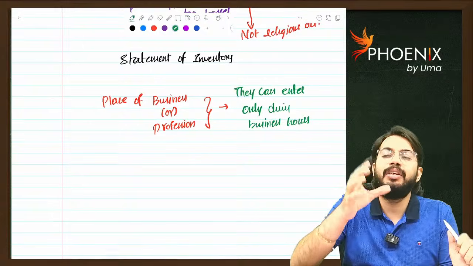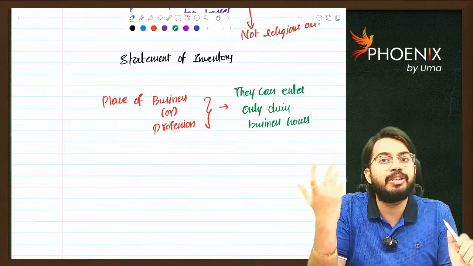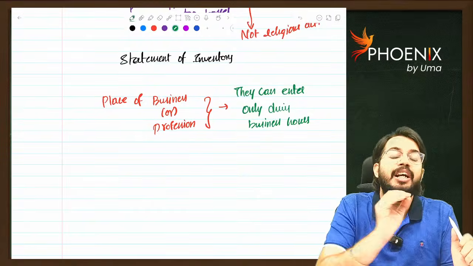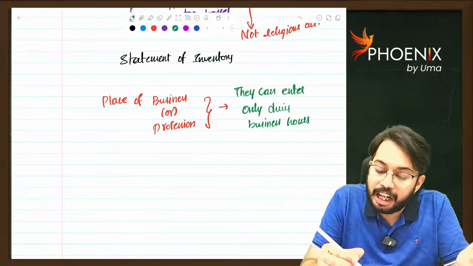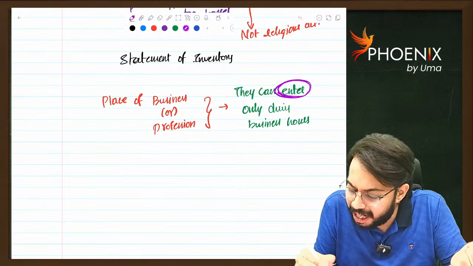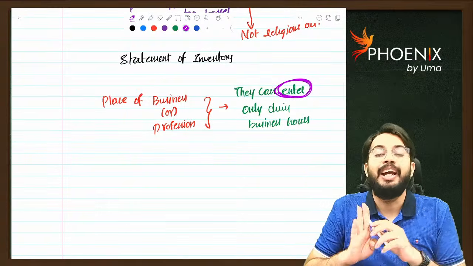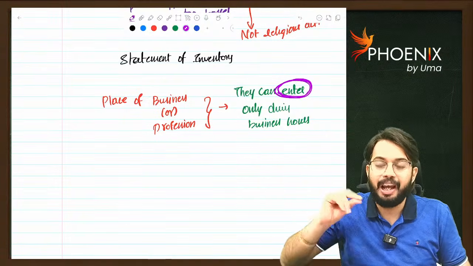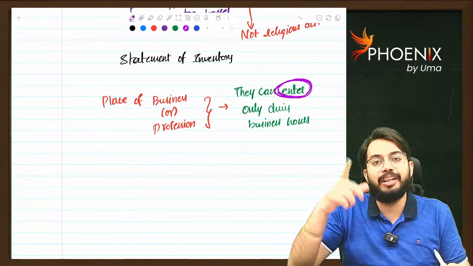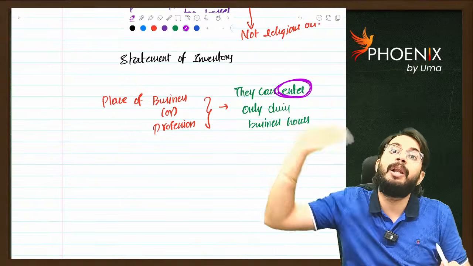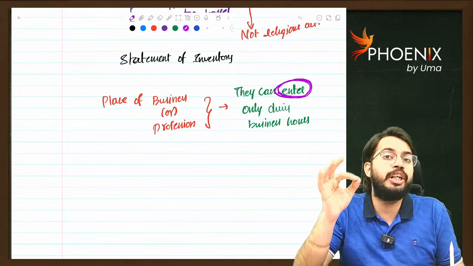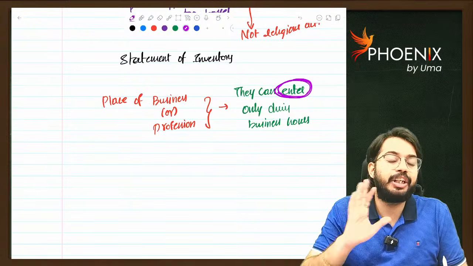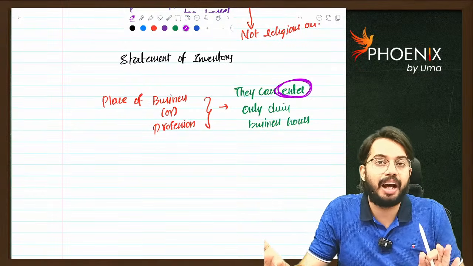So, whenever the place is open for business or profession, only during business hours, they can enter and do the survey. Very, very important. Restriction is only for entrance. Restriction is not for exit. They can come now. Okay, at 8:20, they can start doing the survey and they can leave at 12 p.m. also. If they leave at 12 p.m., no problem at all. Restriction is there only for entry. Restriction is not there for exit. Are you able to understand?